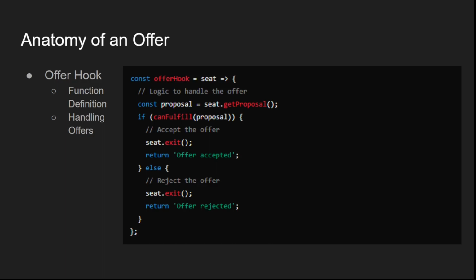The offer hook is a callback function that processes the offer. It's responsible for handling the logic of what happens when an offer is made. The offer hook is defined when creating an invitation. It creates the code that will execute when an offer is accepted. This function can include logic for accepting, rejecting, or modifying the offer based on the contract's terms and conditions.